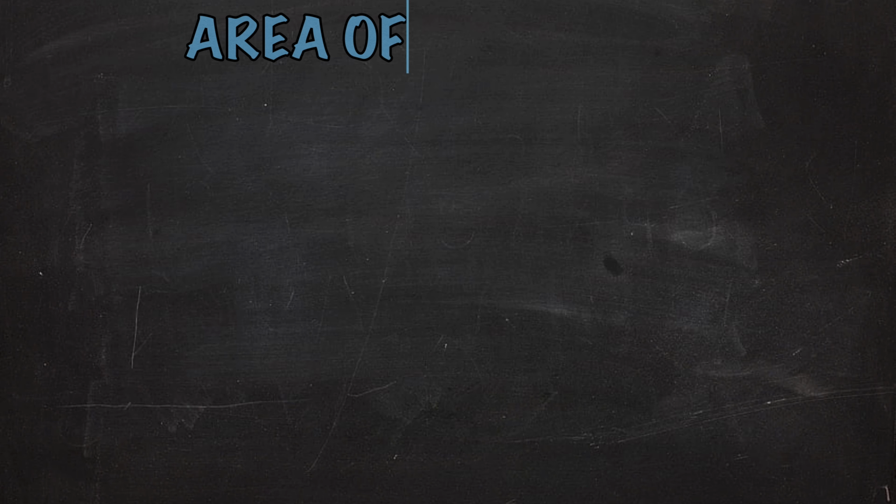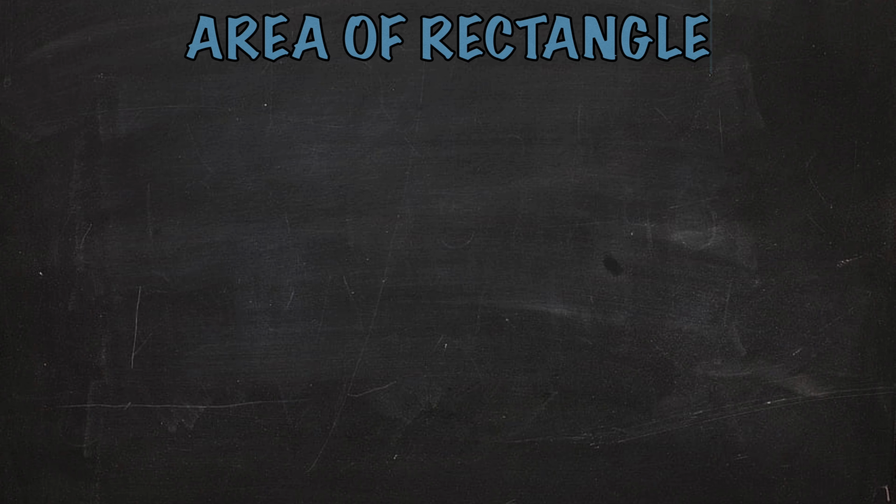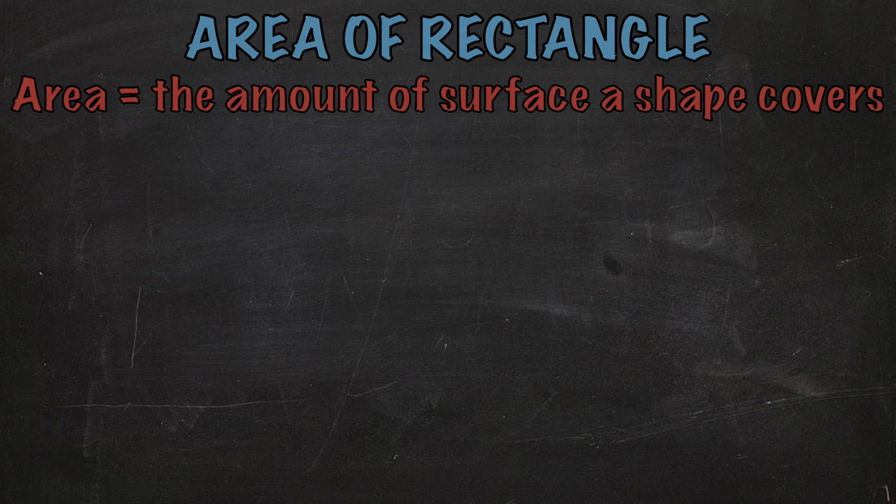Our first example is going to look at the area of a rectangle. Now first of all, we need to know what the word area means. So area is the amount of surface a shape covers. So let's have a look at an example.